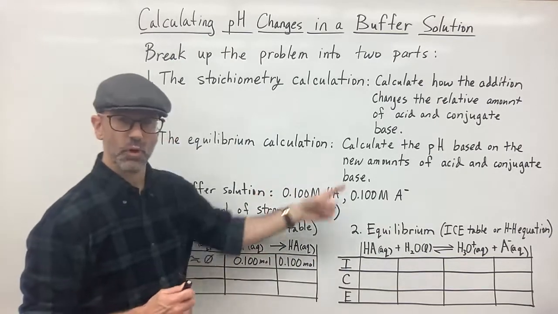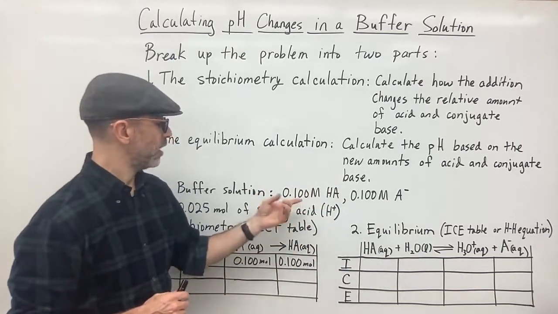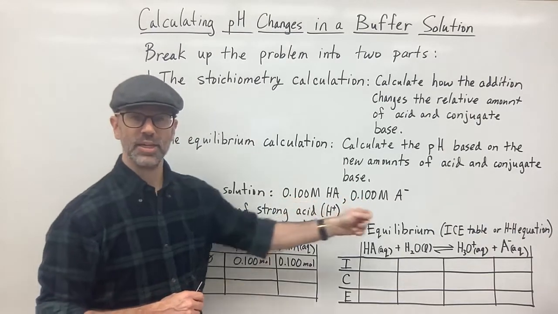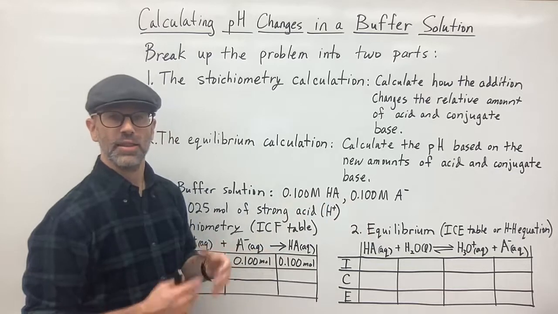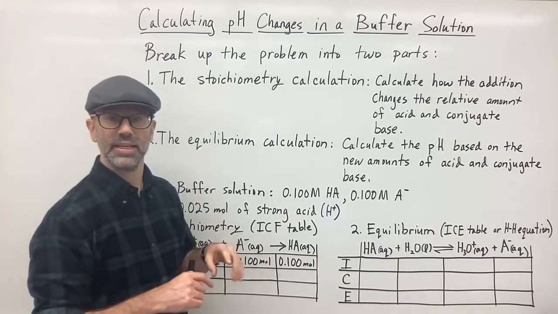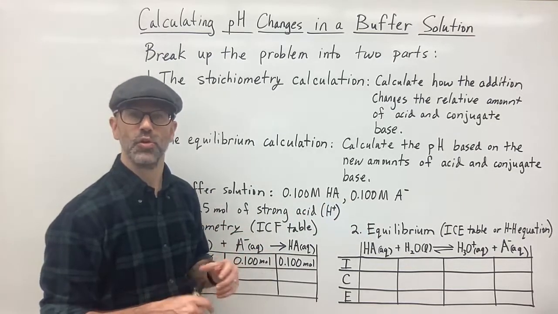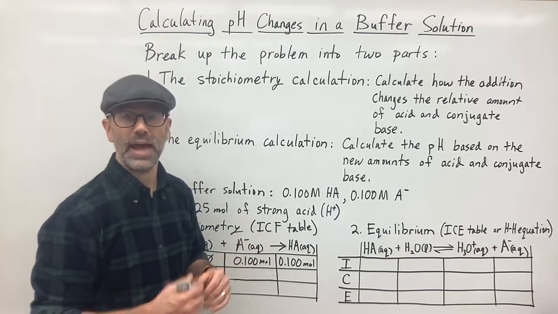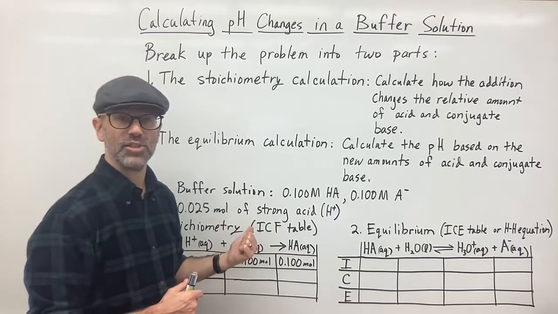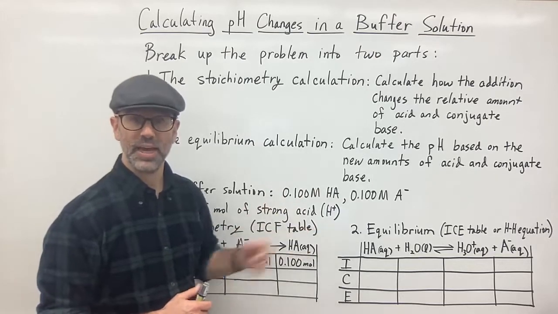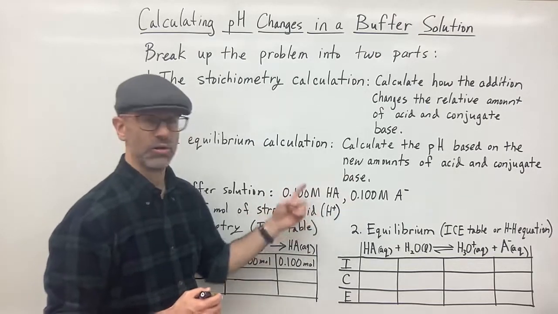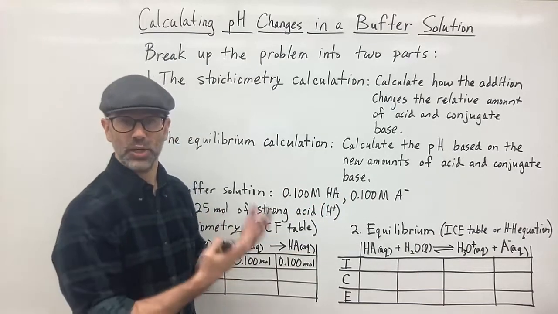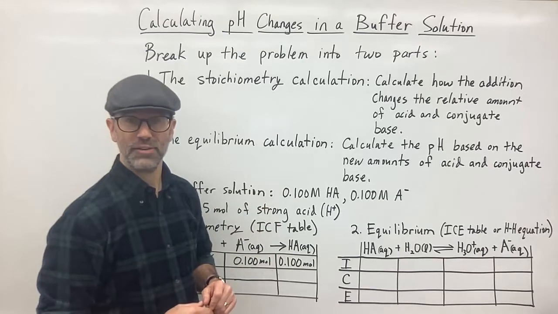And so what we've learned before is that whenever you have equal amounts of your acid and your base in the buffer, then basically that means that the H plus concentration is going to be equal to your Ka value. And that also means that the pH is going to be equal to the pKa. So here right now, the pH is equal to the pKa. Let's see what happens when you add an acid to it.